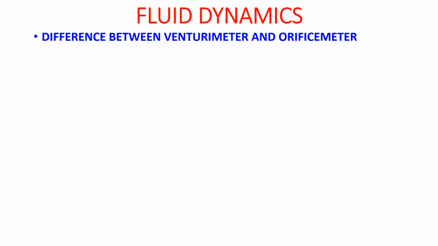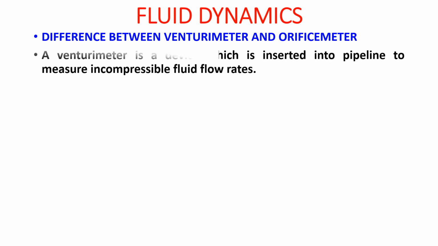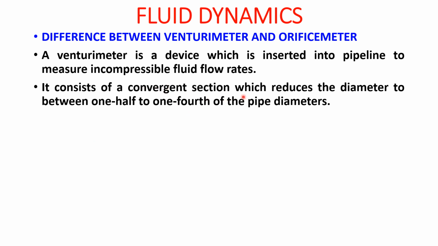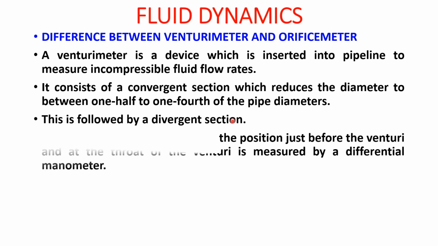Then some differences between Venturi meter and orifice meter. First, the theoretical difference. A Venturi meter is a device which is inserted in a pipeline to measure incompressible flow rates. Second, it consists of a convergent section which reduces the diameter to 1/2 to 1/4 of the pipe diameter. This is followed by a divergent section.